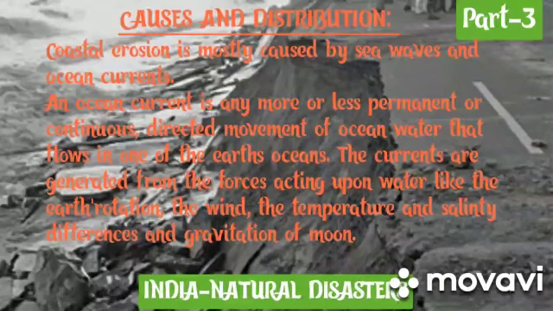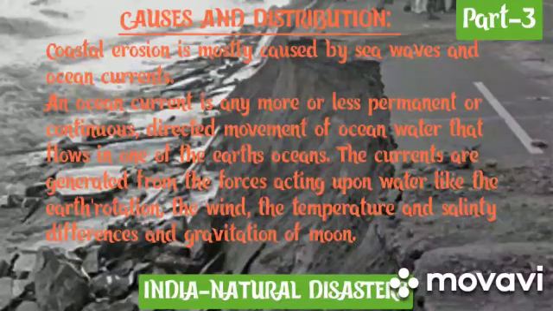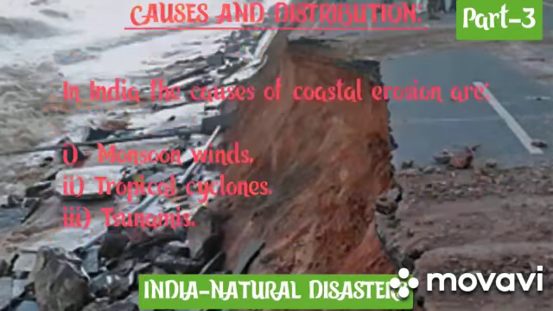An ocean current is any more or less permanent or continuous directed movement of ocean water that flows in one of the Earth's oceans. The currents are generated from the forces acting upon water, like the Earth's rotation, the wind, the temperature and salinity differences, and also the gravitation of the moon.